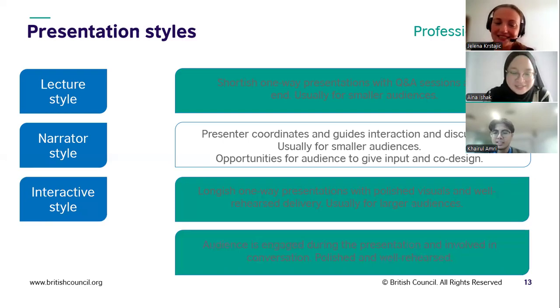Okay. It's about, yes, audience being engaged, interactive. When audience is engaged, directly involved in conversation, they tend to be very polished in the sense because you need to understand what interactive techniques you would use.